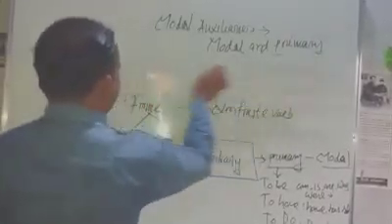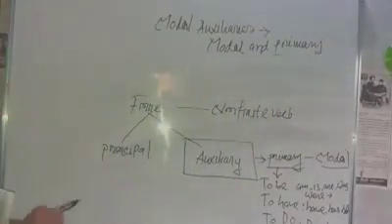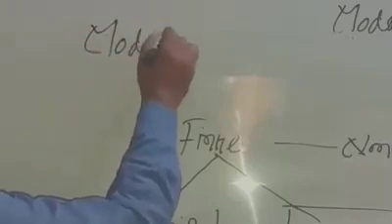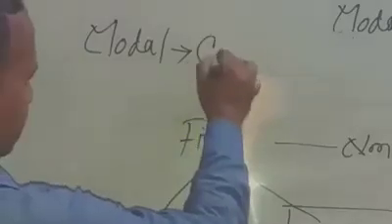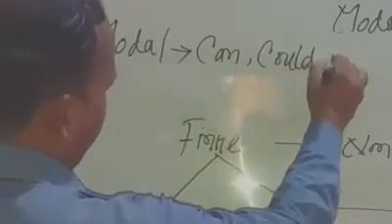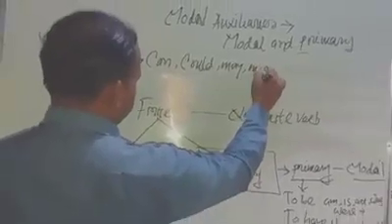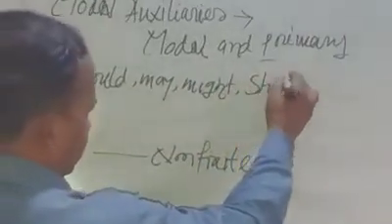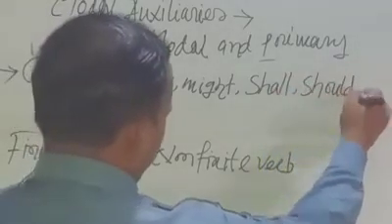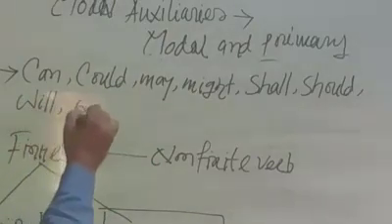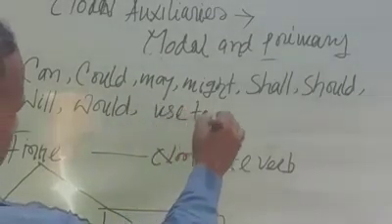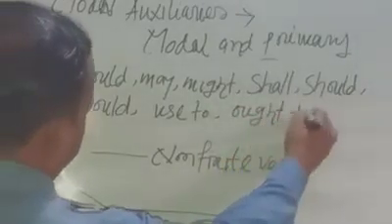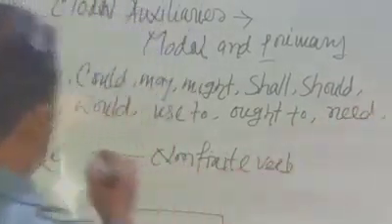Please see the board again. Modal. You look at the various types of modal auxiliaries: can, could, may, might, shall, should, will, would, used to, ought to, need, must.